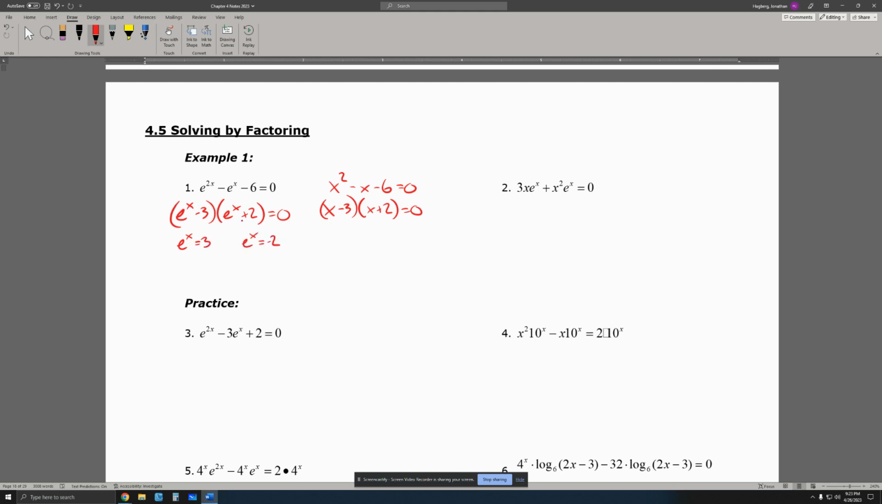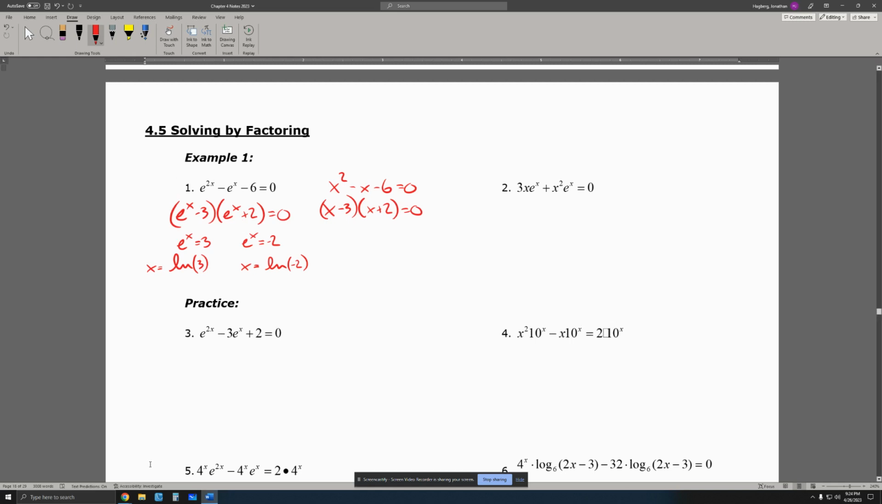negative 2. Now, if we were to rewrite these as logs, we would get the natural log of 3 is equal to x, and the natural log of negative 2 is equal to x. Now, we'll start with the left-hand side. x equals the natural log of 3. If we're looking for an exact answer, this would be the exact answer, the natural log of 3.